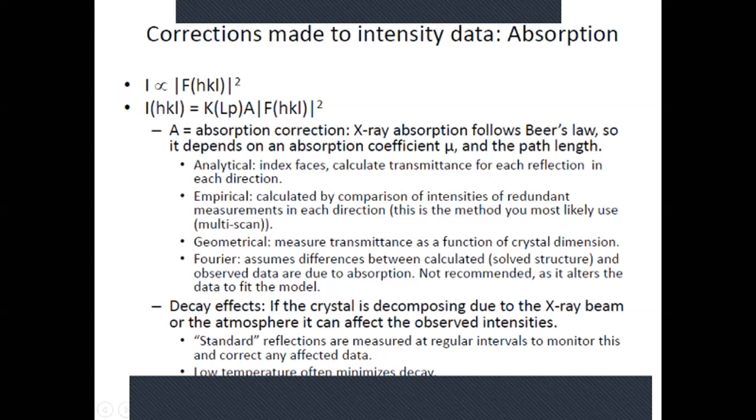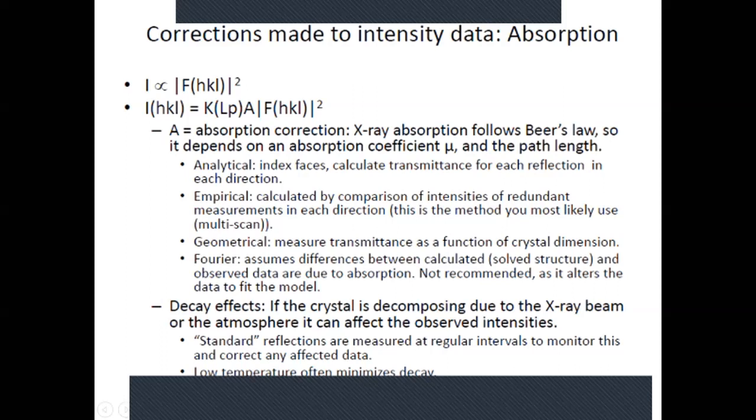So you can use analytical, which indexes the phases to help apply a better absorption correction. Empirical, which is usually the default, uses what's called multiscan. Then there's geometrical absorption correction and Fourier. And so what you can do is, when you're processing your data, you can try different ones of these to determine which one gives you the best R int. So which one helps give you the best intensity for your reflections.